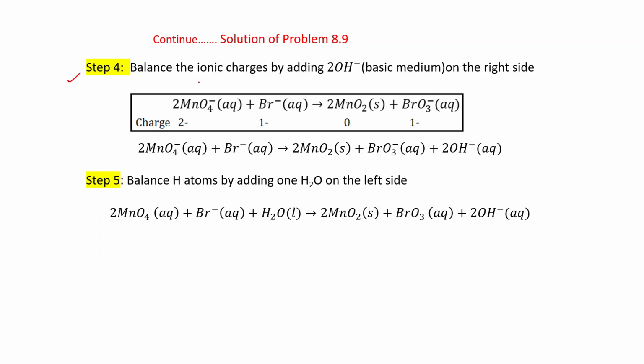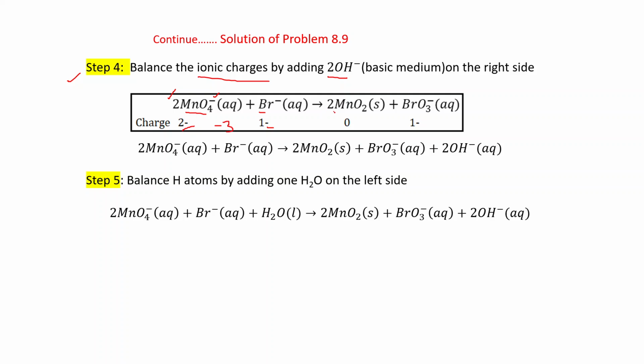Now step 4. Balance the ionic charges. Now this reaction is taking place in basic medium, so to balance the ionic charge, we add OH minus. Now we will find out how many OH minus ions and to which side. First calculate the charge on both sides. Each MnO4 contains one negative charge, but there are 2 MnO4, so 2 negative. In case of Br minus, 1 negative. So we can say the total charge on the reactant side is minus 3.